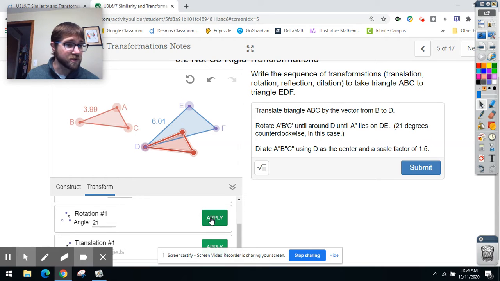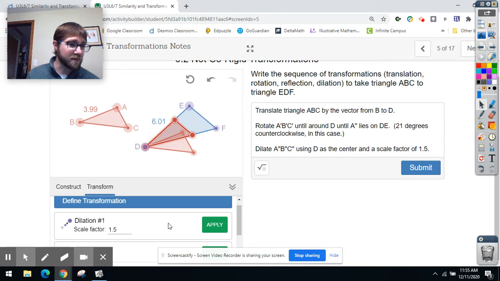After that, I'm going to rotate around point D, so that that point stays where it belongs, until A lands on segment DE, which is 21 degrees in this case. And then lastly, I'm going to dilate it by a scale factor of 1.5 so that the length of that segment that's 4 changes into a segment of length 6, and that makes it so that all of the points are coinciding, which is a cool thing to do. This is what it means for figures to be similar, by the way.